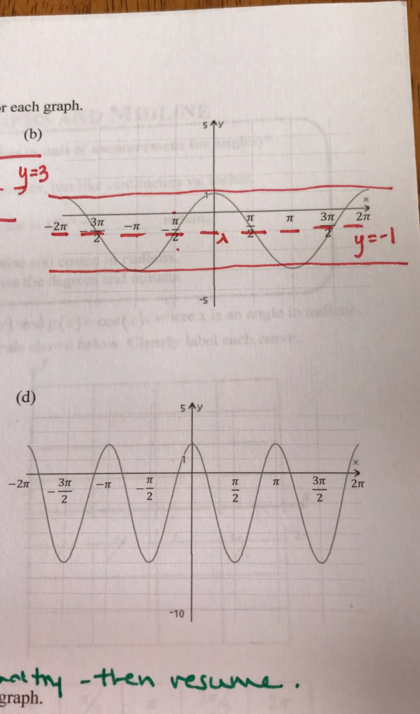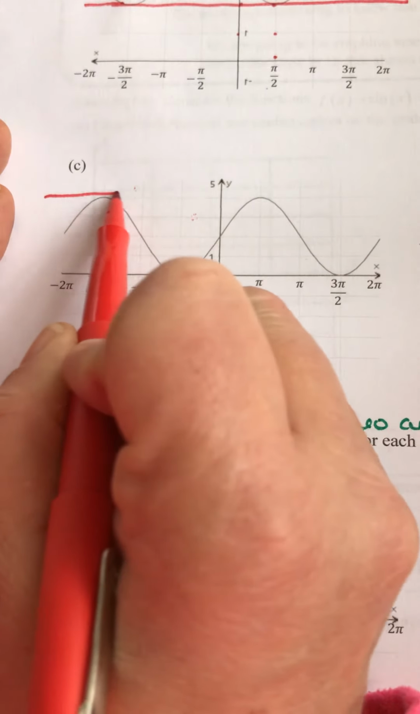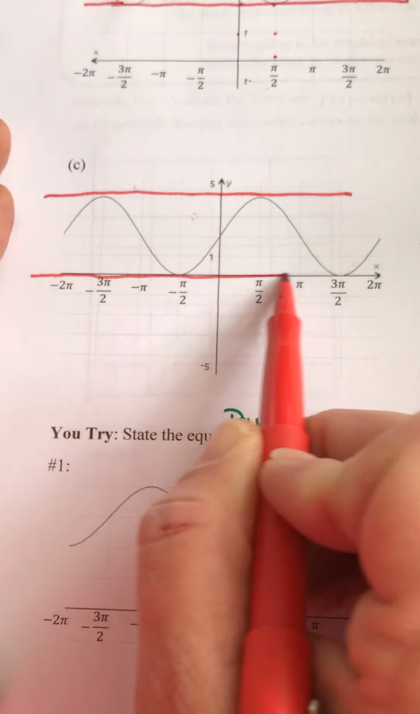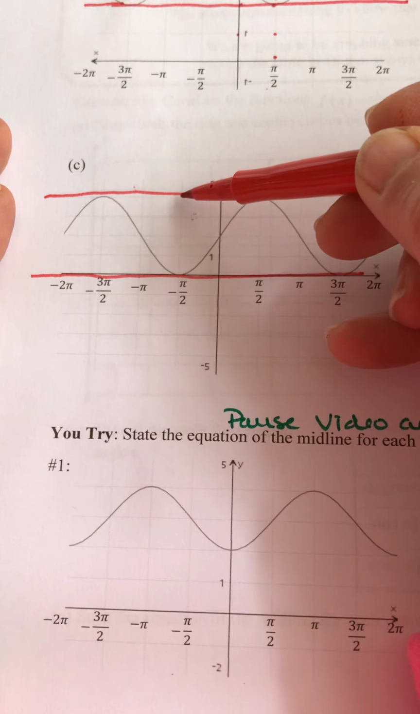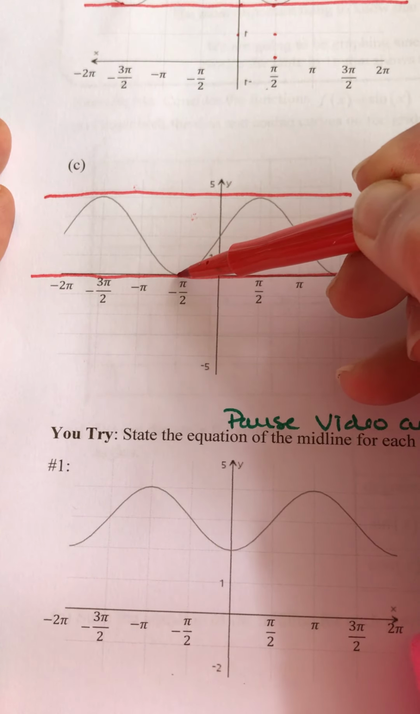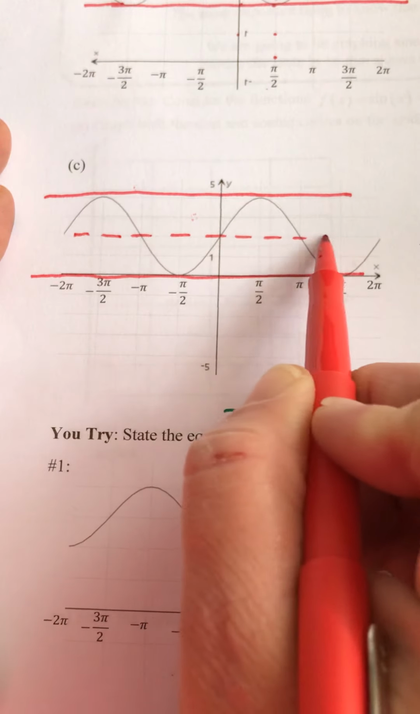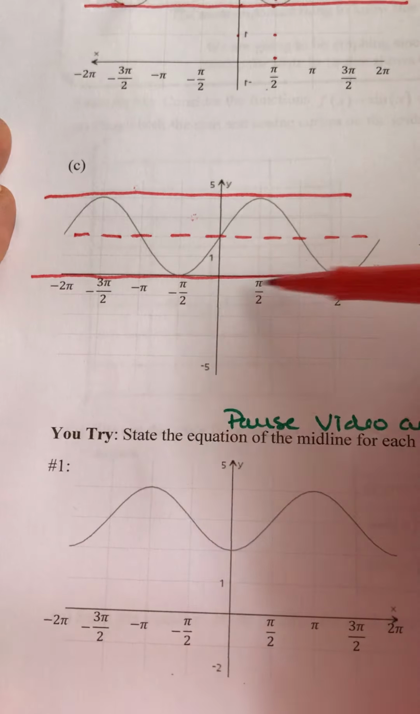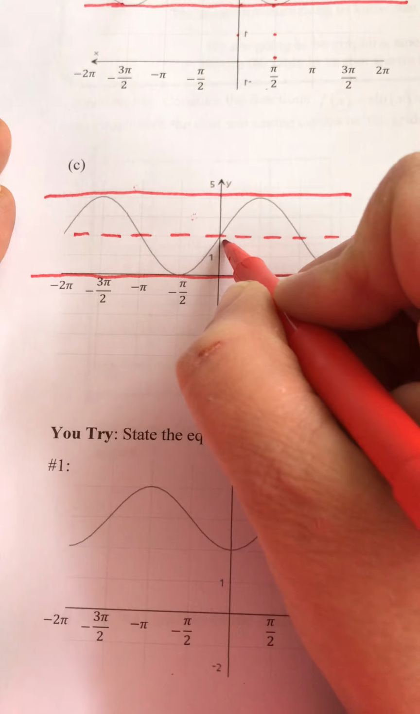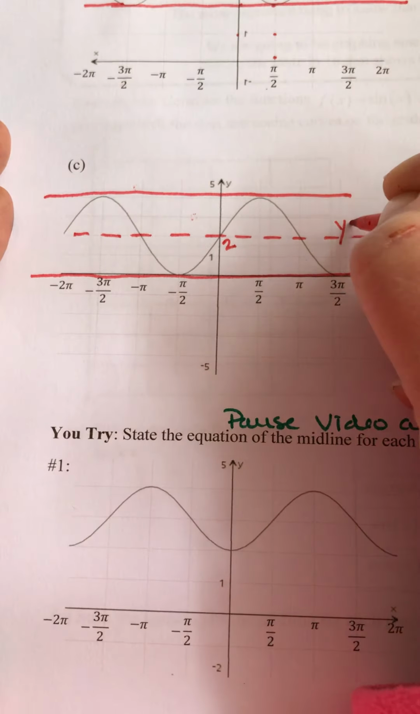Okay, the middle of the graph from top to bottom. The next one. There's my maximums, and here's my minimums. And count the spots in between. 1, 2, 3, 4. So let's go halfway. Half of 4 is 2. 1, 2. So that would go right here. Now, what is the y value of that? This is my x-axis right here, so that would be up 1, 2 from the x-axis. And my midline equation would be y equals 2.